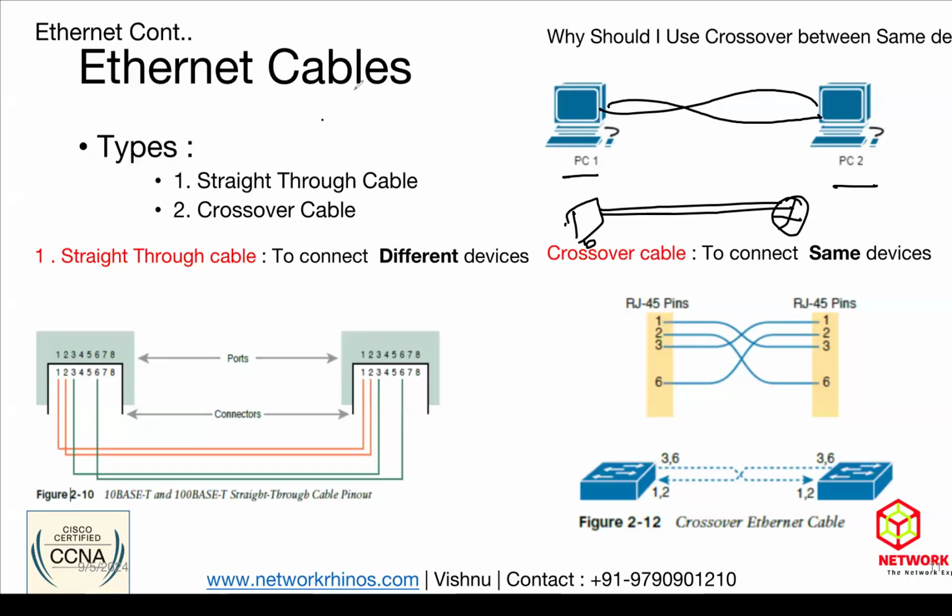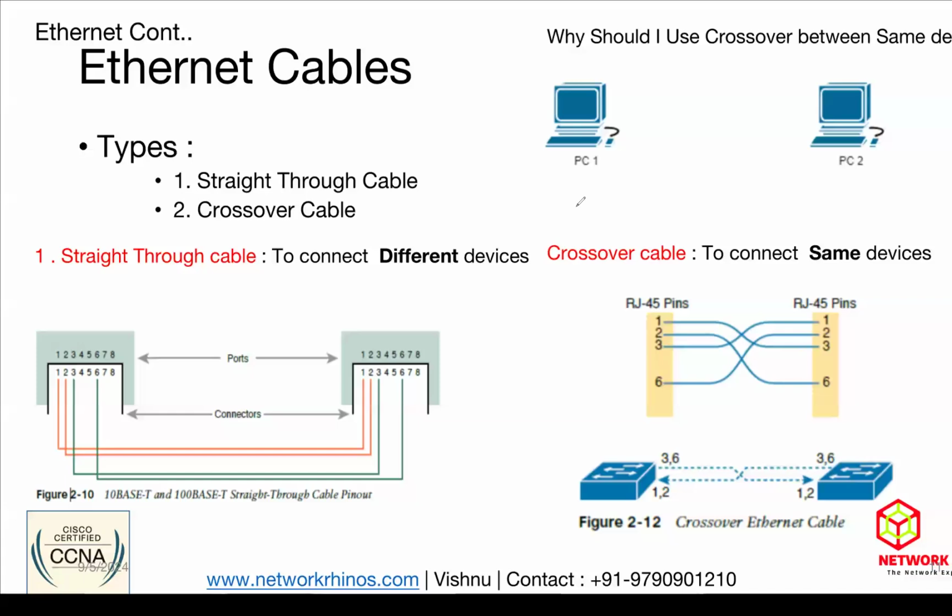Now the big question is, why same device crossover? Let's imagine this is the network interface card of PC1 and this is the network interface card of PC2. Normally they will have a transmission pin and a receiving pin, right? We call it TX and RX, transmission and receiving.